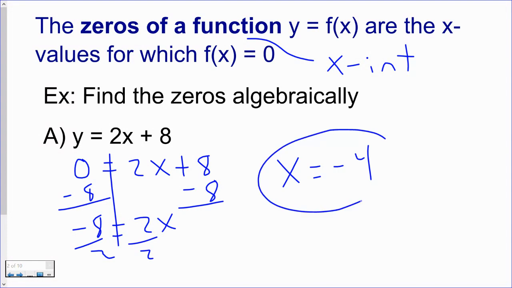So the 0 is negative 4. That's the value that if you evaluated it at that number, you would get 0. It's also, if you looked at the graph of that equation, it would be crossing the x-axis at negative 4.